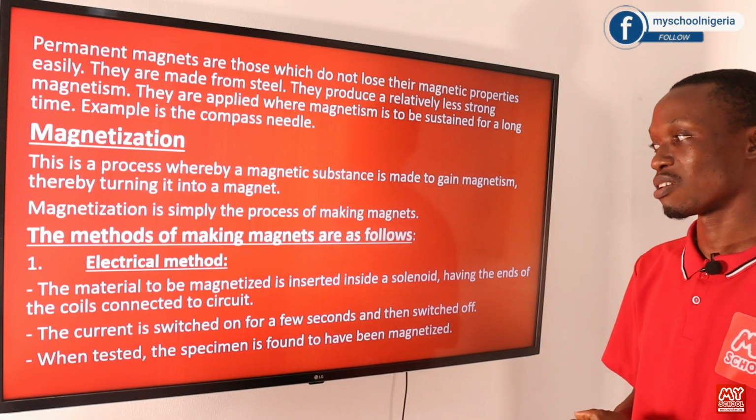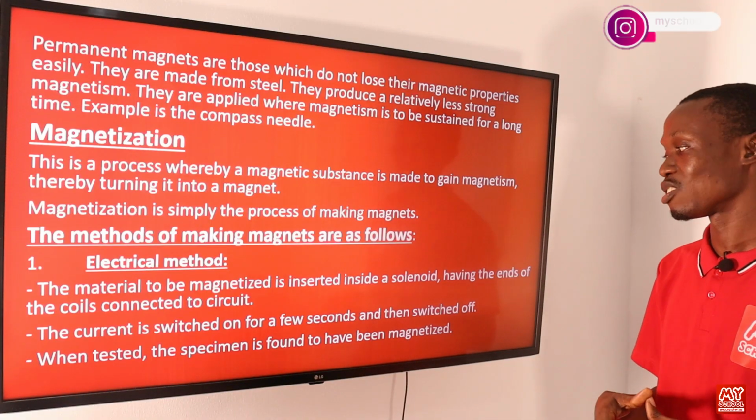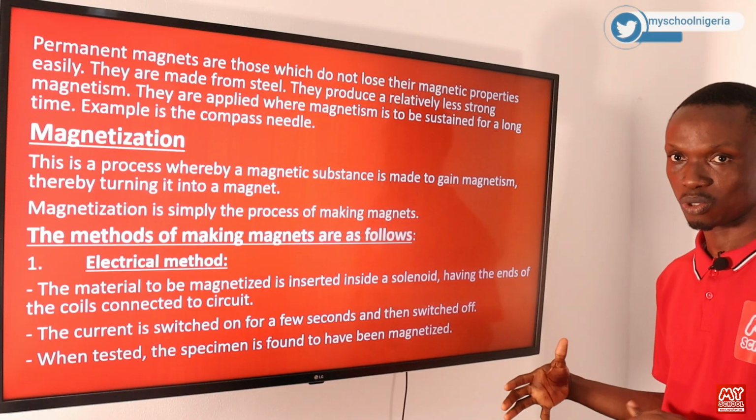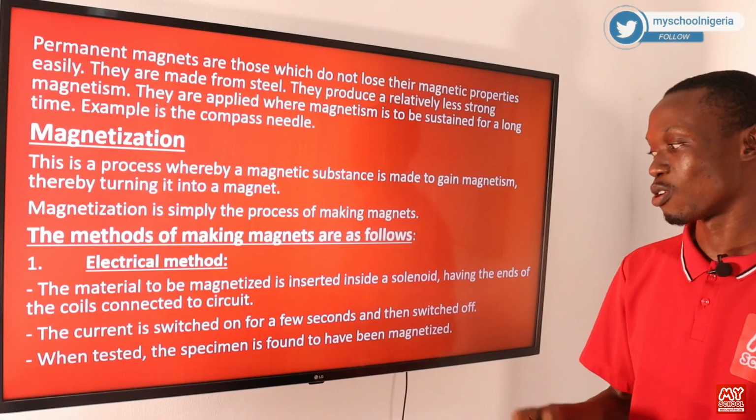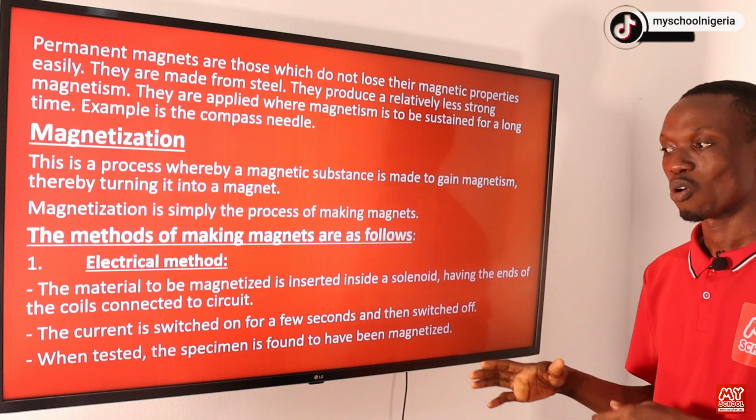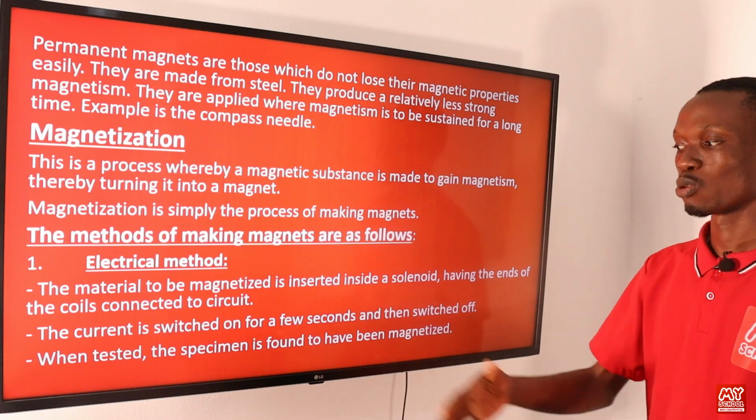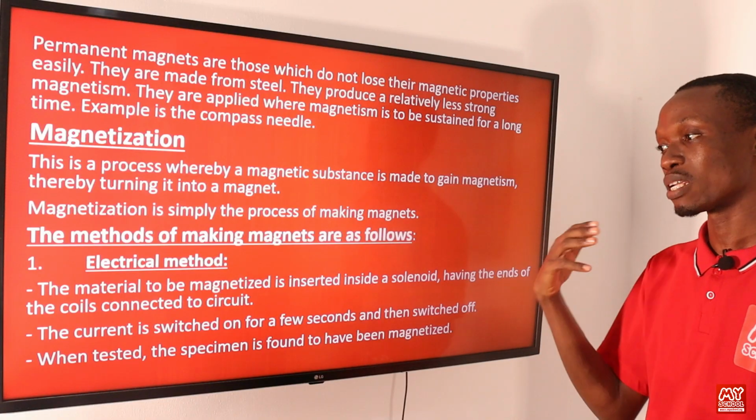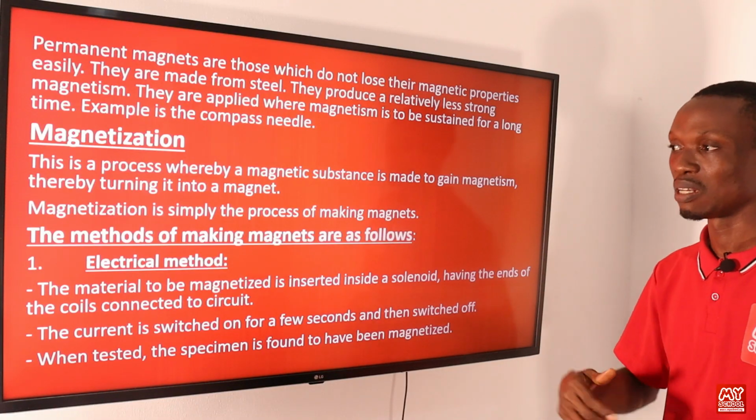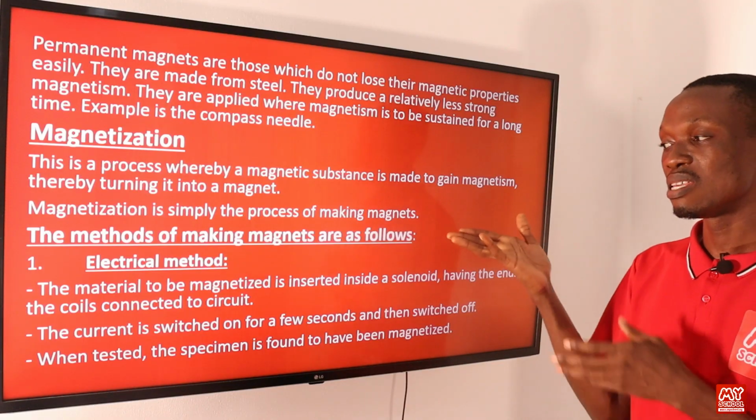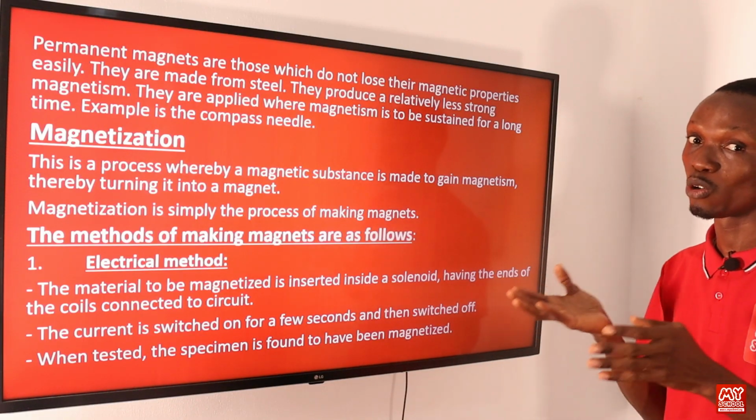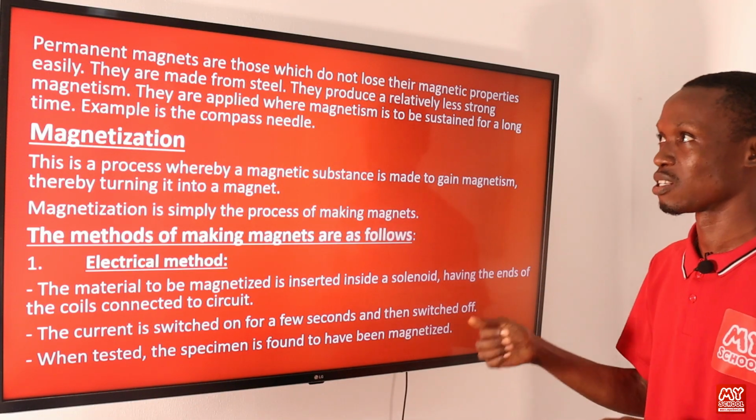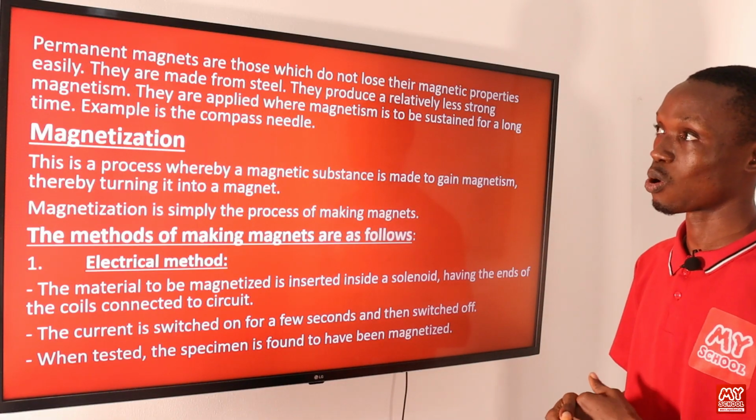Here, the material to be magnetized is inserted into a solenoid having the ends of the coil connected to a circuit. Then the current is switched on for a few seconds and then switched off. When tested, the specimen, which represents the material to be turned into a magnet, is found to have been magnetized. But remember that you actually place the specimen in the north-south direction when you are trying to turn it into a magnet. So let's move to the next slide to discuss other methods.